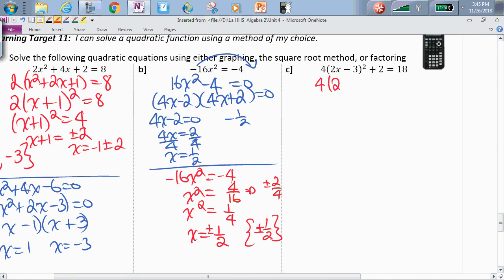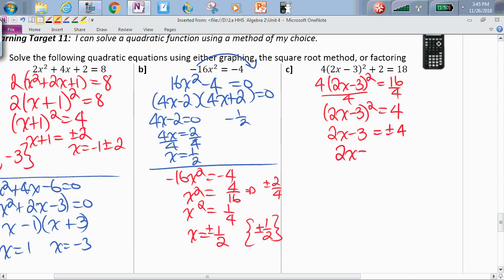Here, I'm actually going to isolate and try and get this part here on its own. So first things first, I'm going to move that 2 over, and that gives me 16. And then we divide everything by 4. And then I'm left with 2x minus 3 squared equals 4. And from here I can square root both sides, and that gives me 2x minus 3 equals plus or minus 4. 2x equals 3 plus or minus 4.